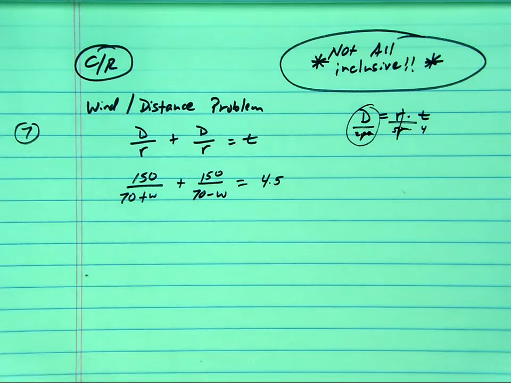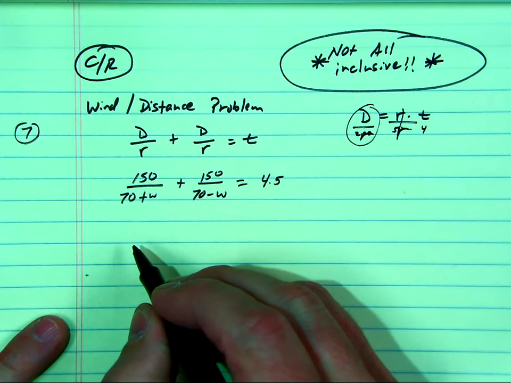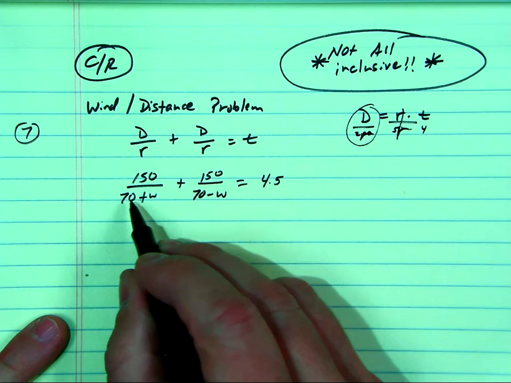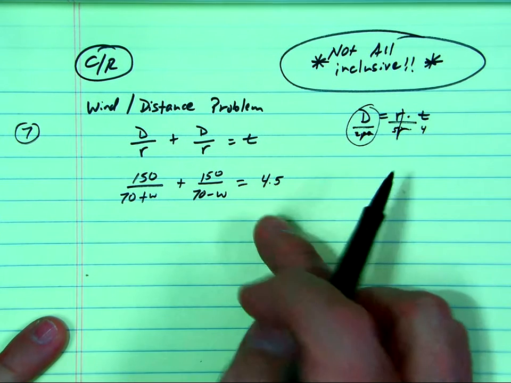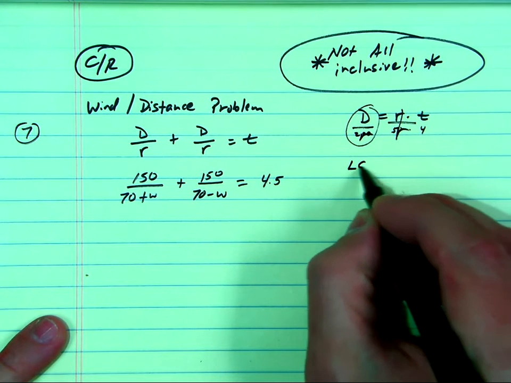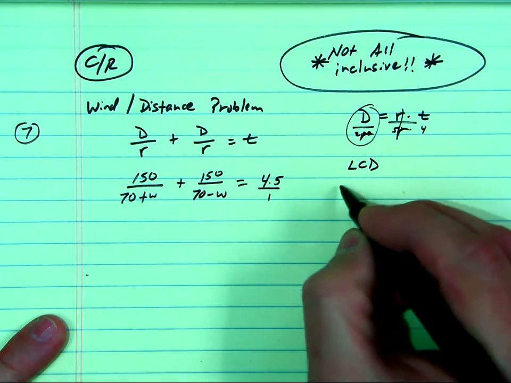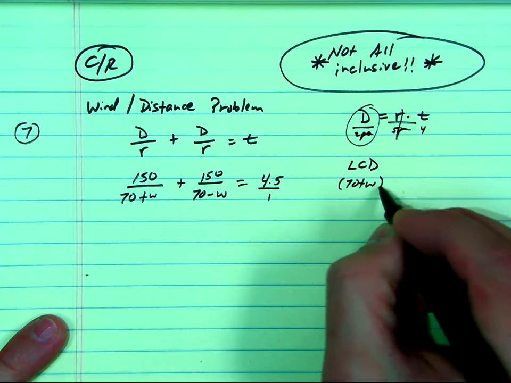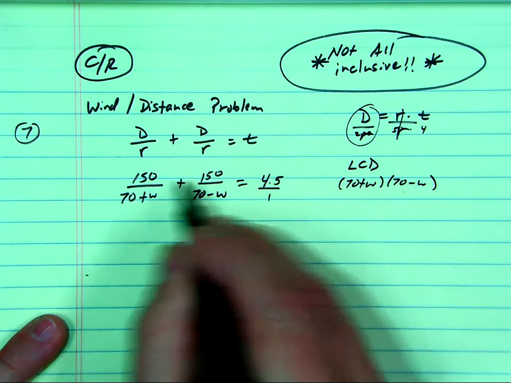Now, one of the most beautiful things about solving by using the least common denominator is when you multiply the entire equation by the least common denominator, it's going to wipe out everything in the denominators, and you're just going to be left with a single line equation, which is why multiplying by the LCD is so awesome. In this case, the LCD is these two terms because this one's over 1. So we have 70 plus w and 70 minus w. Okay, we're going to multiply every term by that.